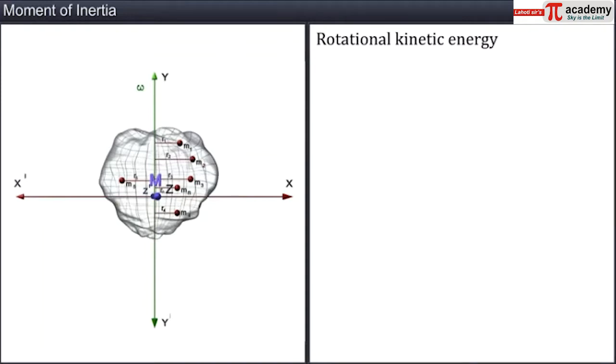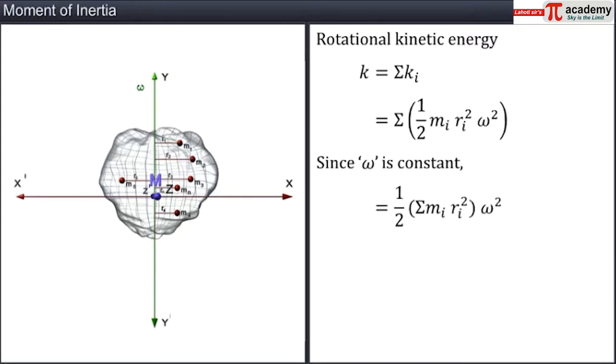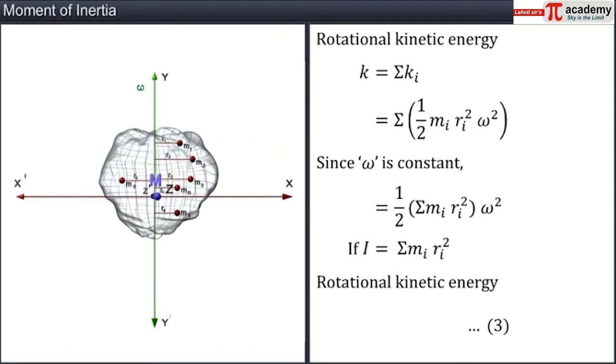The rotational kinetic energy of a rigid body is the sum of kinetic energies of the constituent particles. K is equal to sigma Ki, which is equal to sigma half miri square omega square, which is also equal to half into sigma miri square into omega square. If we define a new physical quantity, I, that is equal to sigma miri square, then the rotational kinetic energy of a rigid body, K, is equal to half I omega square. Let this be equation 3.